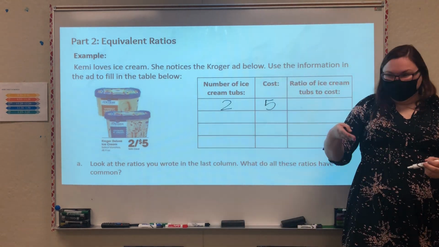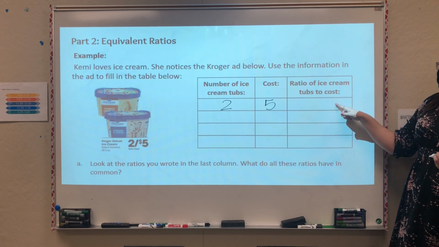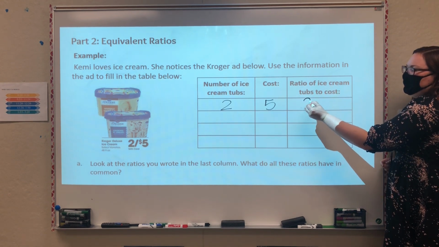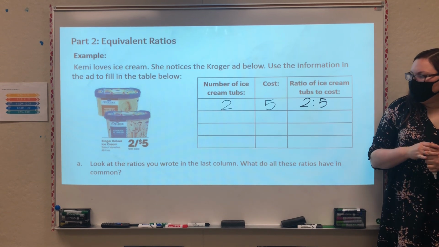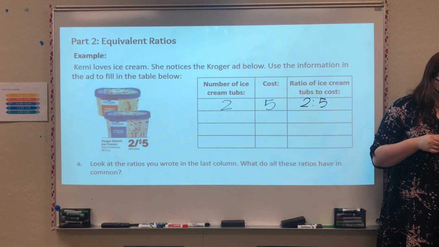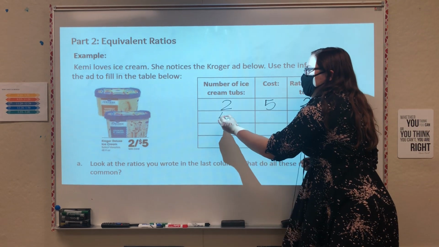You see that slash there? Let's write ours using a colon. So our ratio could look like 2:5. So that's one option. What is another ratio we can get from that information? 4:10. How are you getting the 4 and 10?